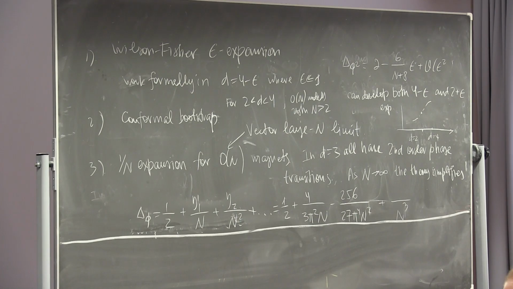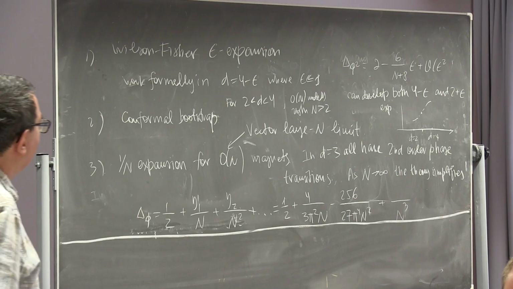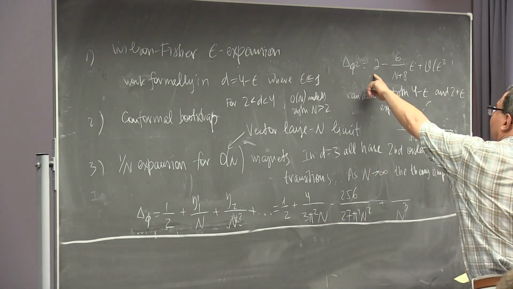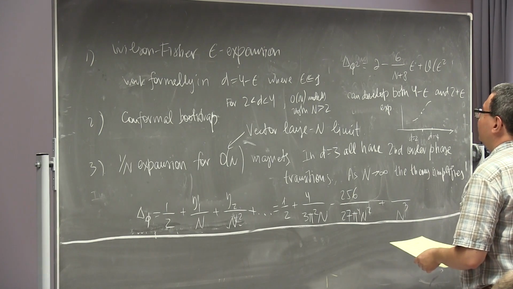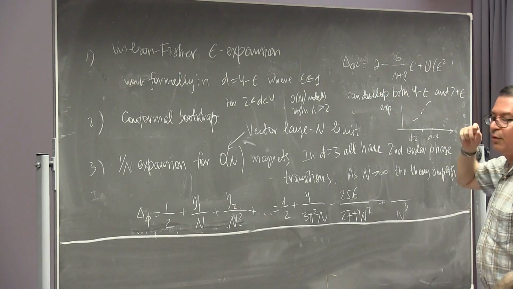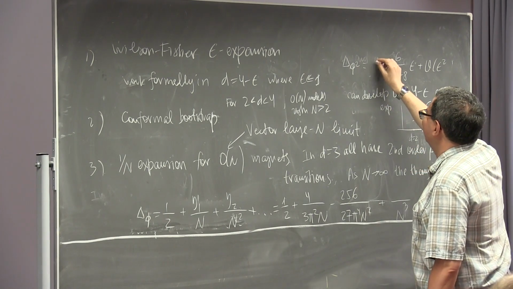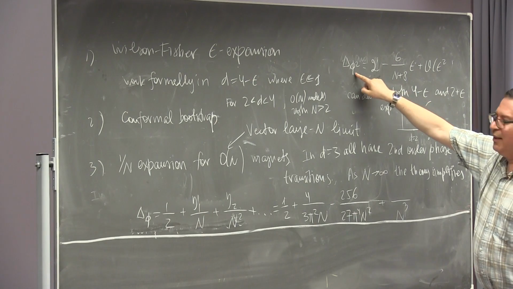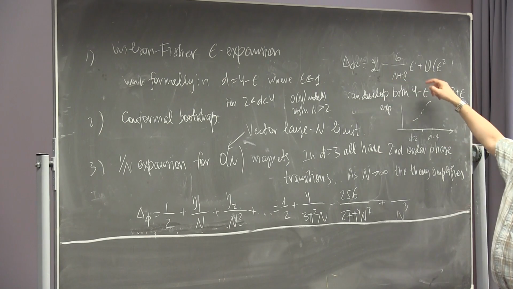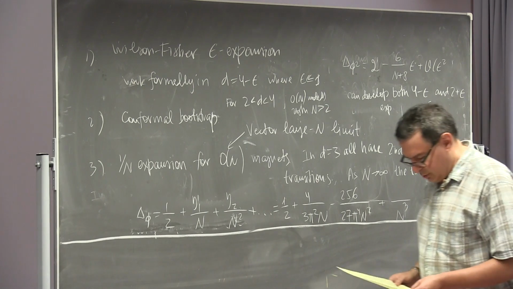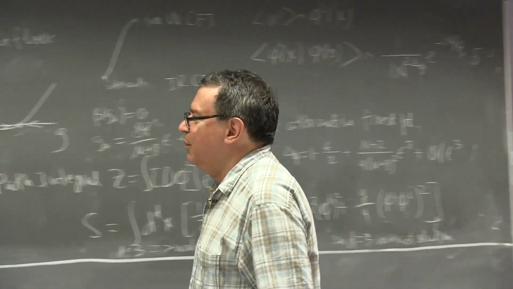Yes? Here, where you define delta phi squared, what is the first term, in the upper right corner? Oh, this one. You're asking why it's 2? In 4 dimensions, phi has dimension 1, so it will certainly be 2 plus some small corrections, right? So, just a few numerical results.